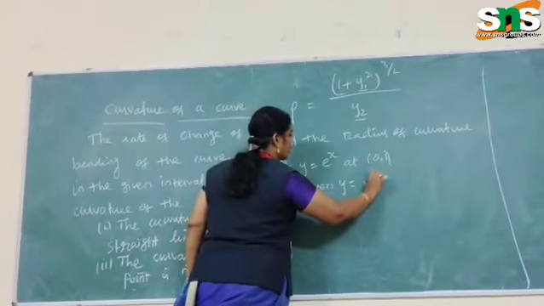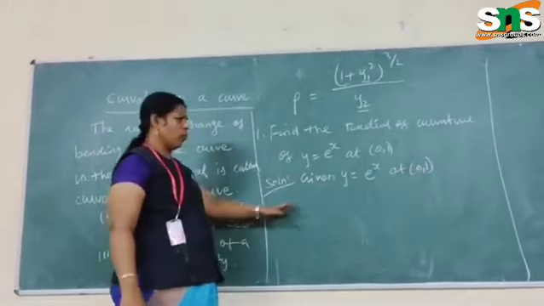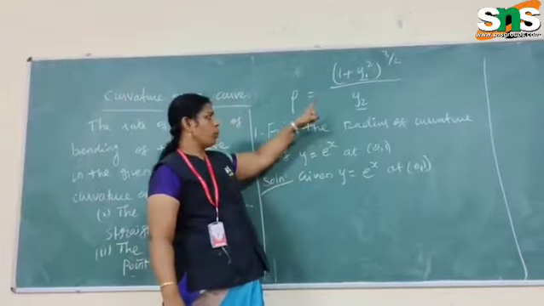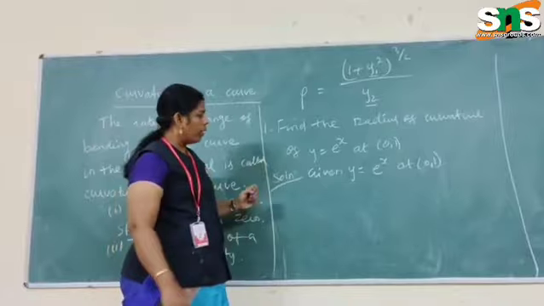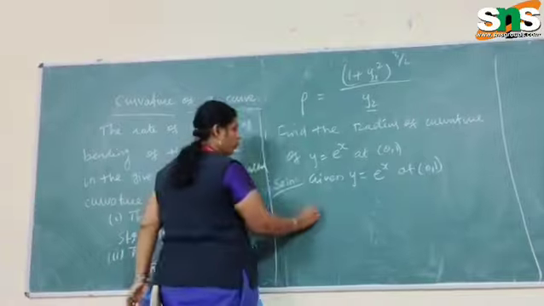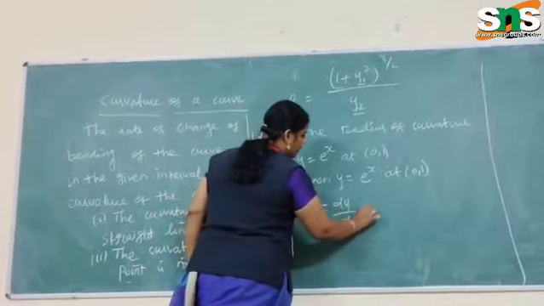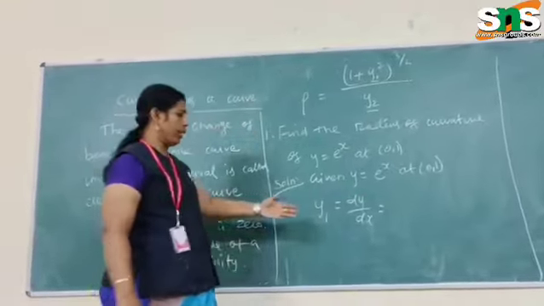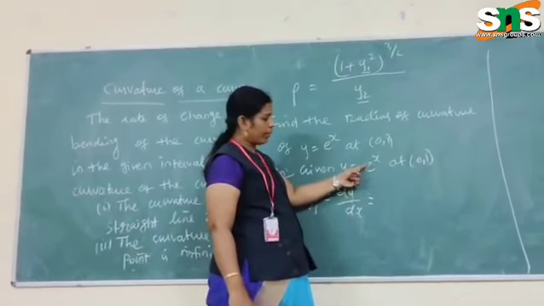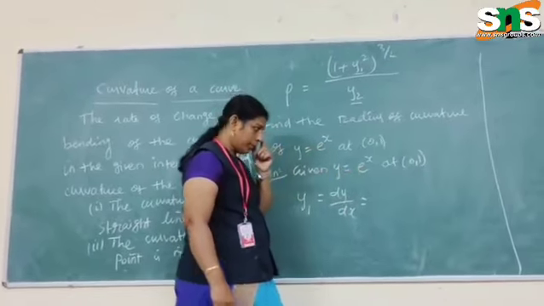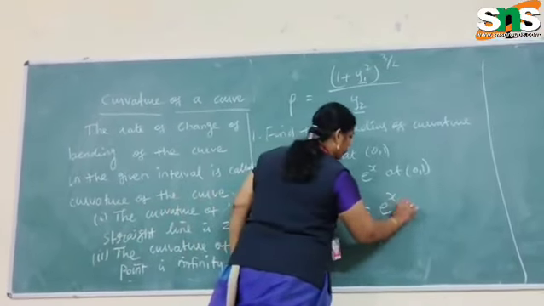Okay. Here write the solution. Given y equal to e power x and the point (0, 1). Now to find y1. y1 means differentiating with respect to x, that is dy by dx. Given y equal to e power x, differentiating with respect to x, e power x differentiated any number of times gives e power x also. Here dy by dx is equal to e power x.